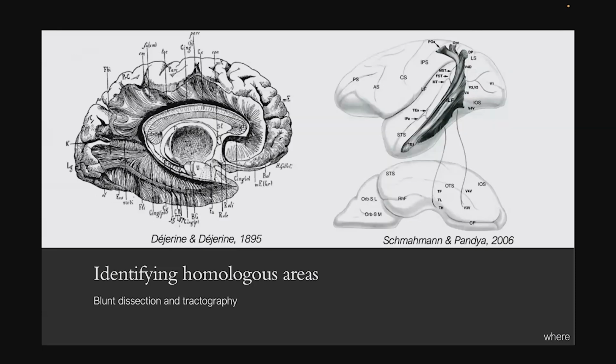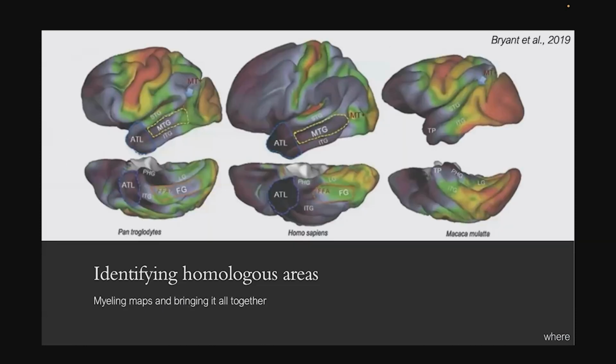Blood dissection information, of course, is very useful as well. A lot of this data was presented through pen and ink drawings, but they can be really invaluable anatomical resources for showing you where tracks are moving. And then, of course, tract tracing, like Schmahmann and Pandya, for example, and their excellent fiber pathways of primate brains.